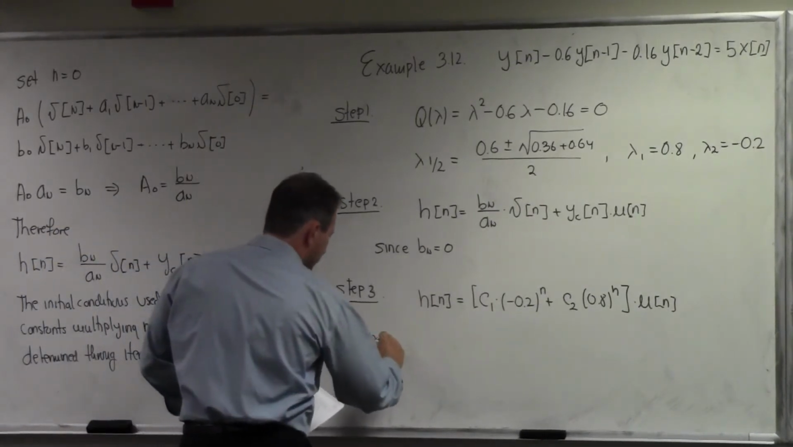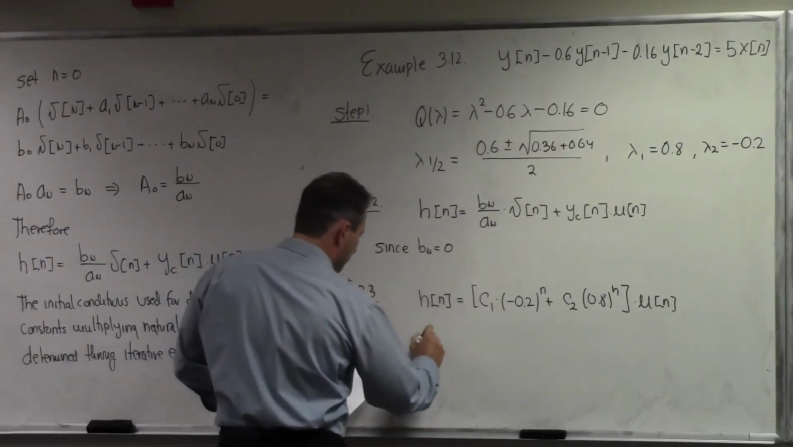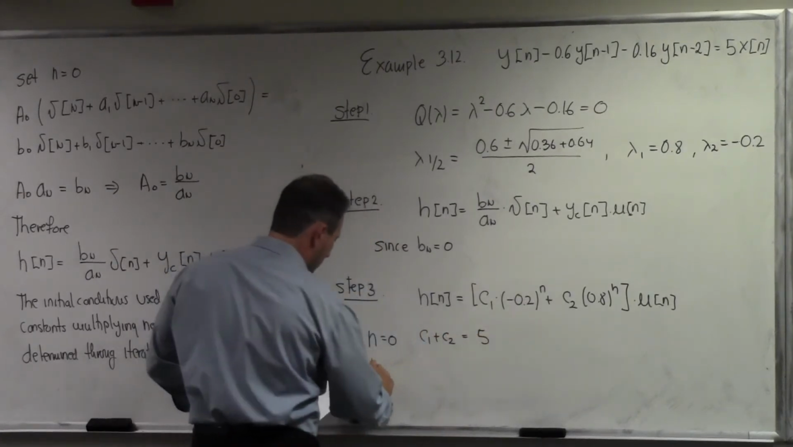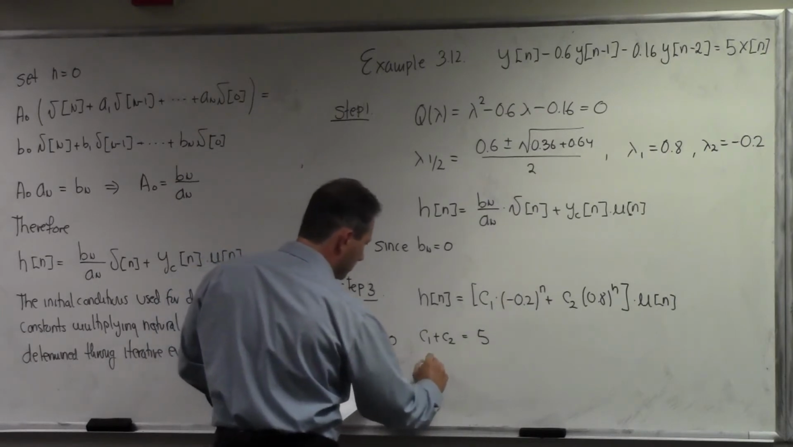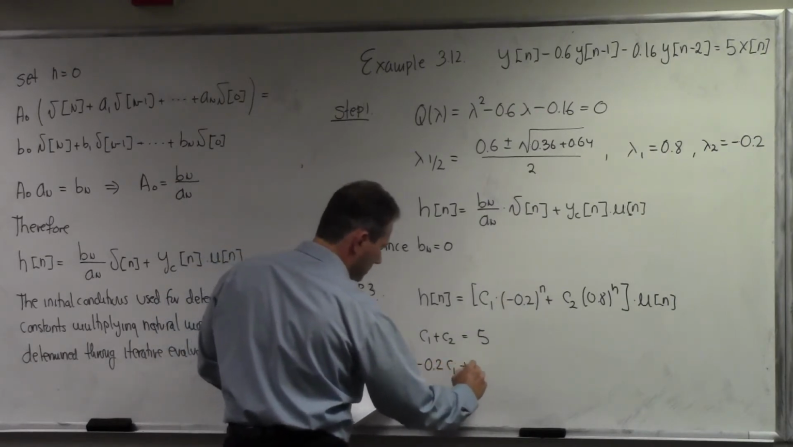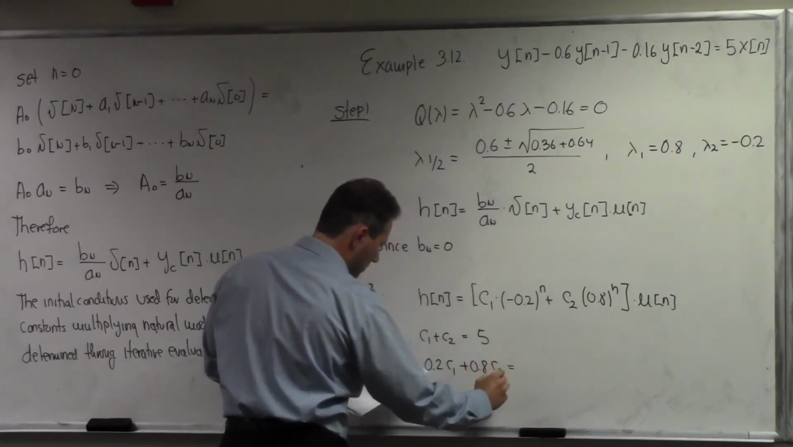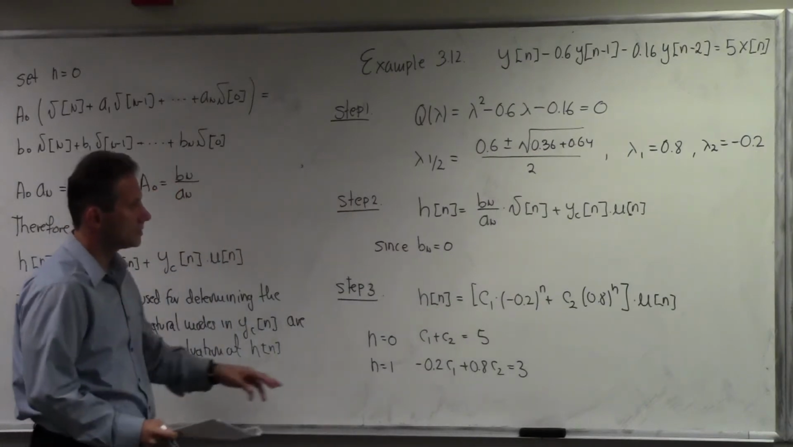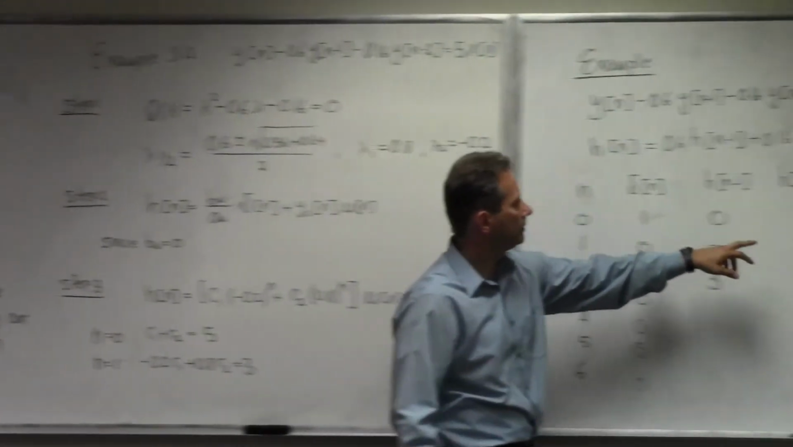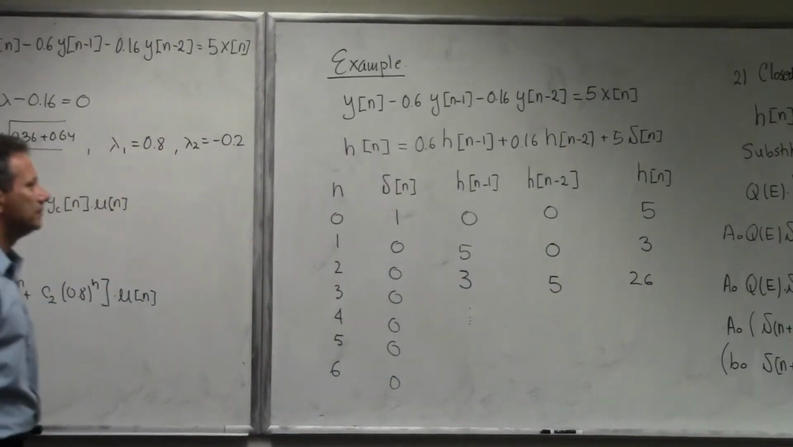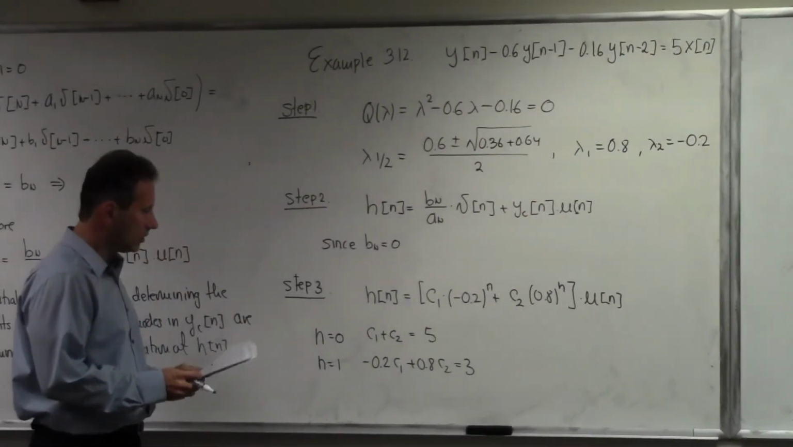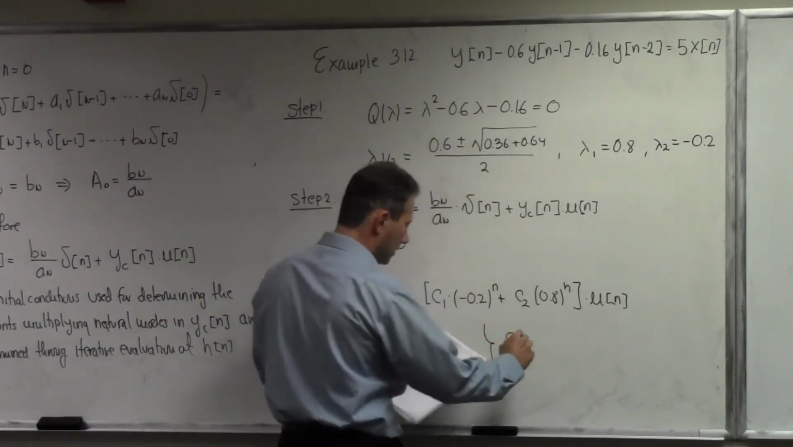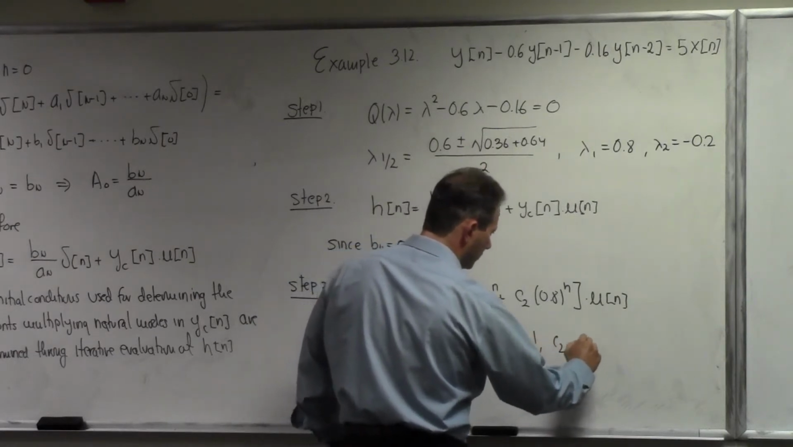So for n equals 0, I get C1 plus C2 equal to 5. And for n equal to 1, I get minus 0.2 C1 plus 0.8 C2 is equal to 3. That's coming from these two numbers, 5 and 3. This is exactly the same example. So now by solving for C1 and C2, one gets C1 equal to 1 and C2 equal to 4.